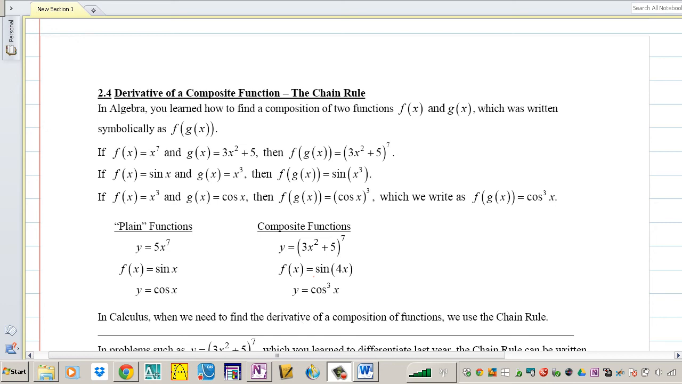Hey guys, welcome to 2.4, derivative of a composite function, the chain rule. In this lesson, we're going to be learning how to take the derivative of complex functions using the chain rule.